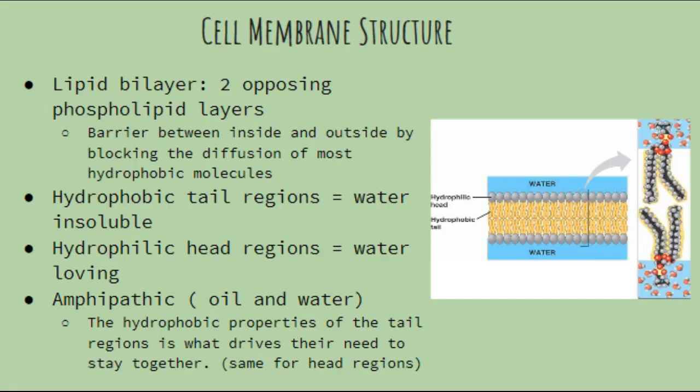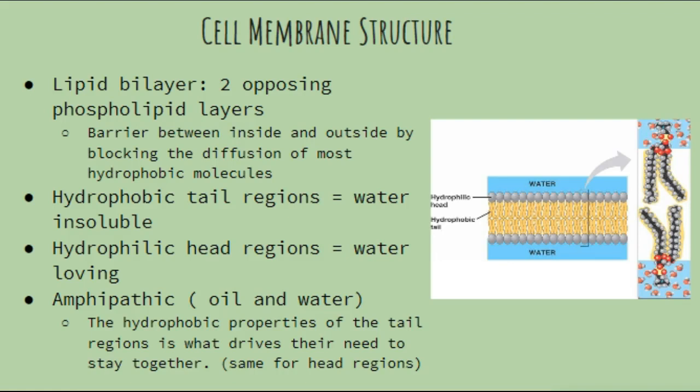So first up is the cell membrane structure. So the cell membrane is made up of a lipid bilayer, lipid meaning fat and bilayer meaning two. So there are two opposing lipid layers found in the cell membrane, which is shown in the picture to the right.